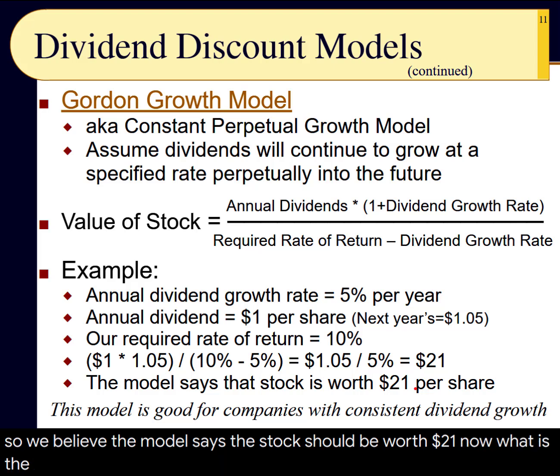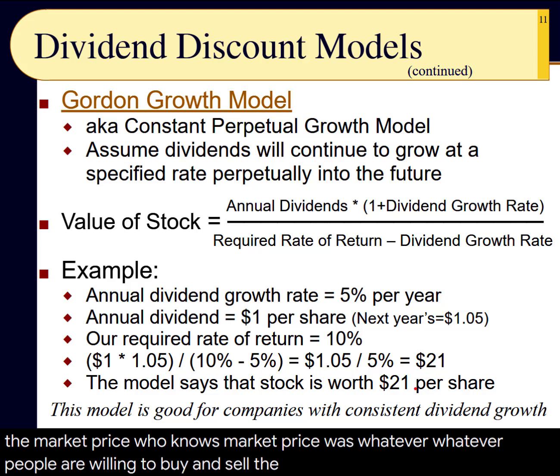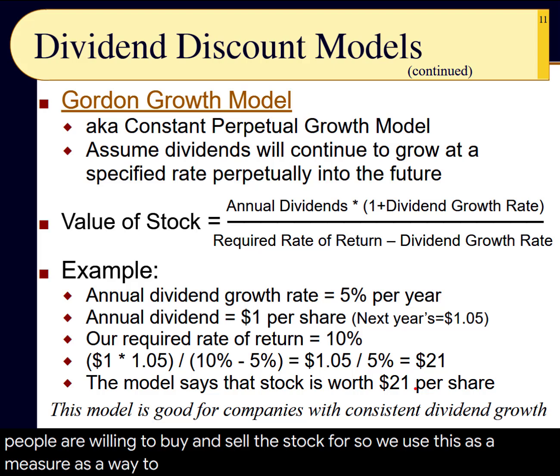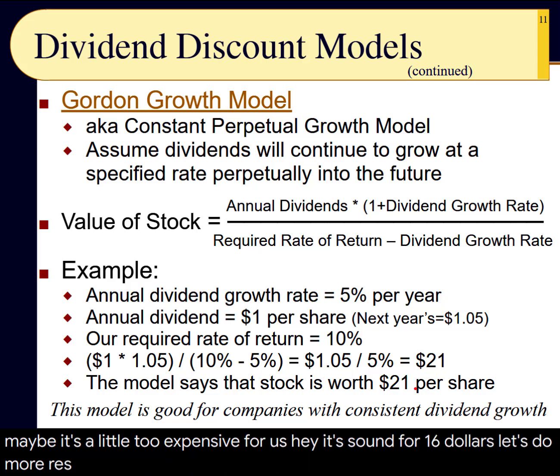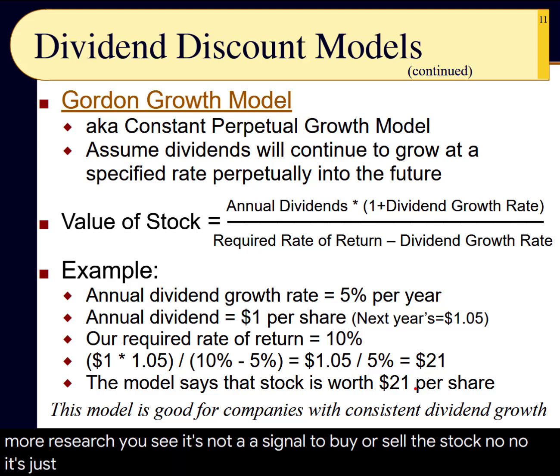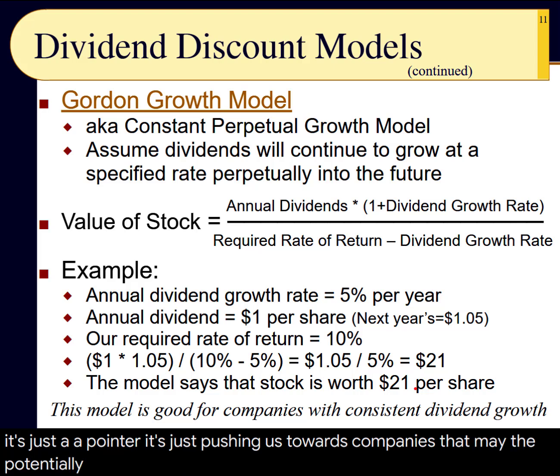Now, what is the market price? Who knows? The market price is whatever people are willing to buy and sell the stock for. So we use this as a measure, as a way to say, well, it's selling for $24. Maybe it's a little too expensive for us. Hey, it's selling for $16. Let's do more research. You see, it's not a signal to buy or sell the stock. No. It's just a pointer. It's just pushing us towards companies that may potentially fulfill our required rate of return.